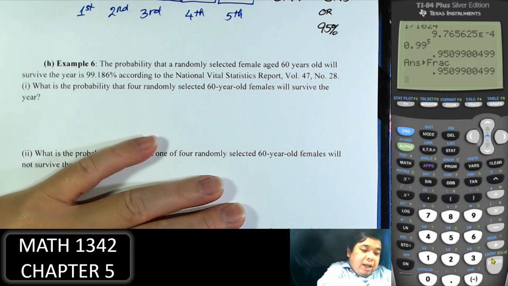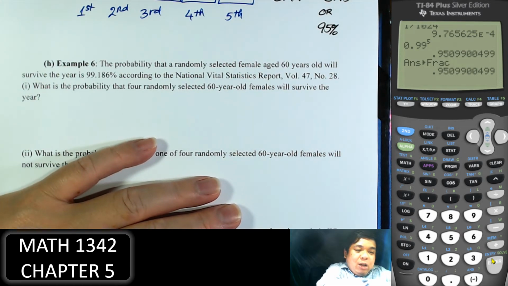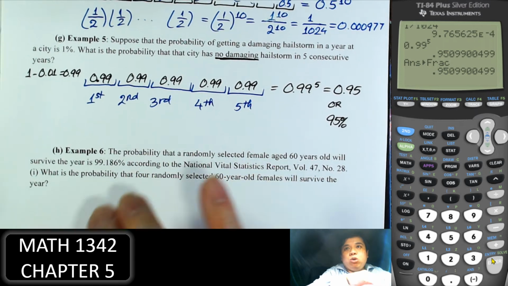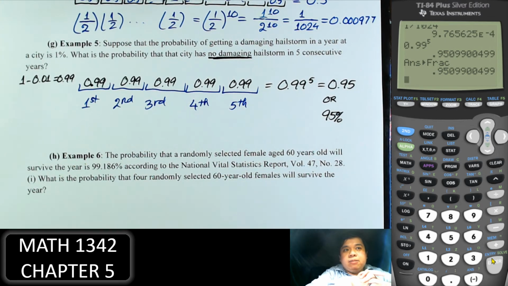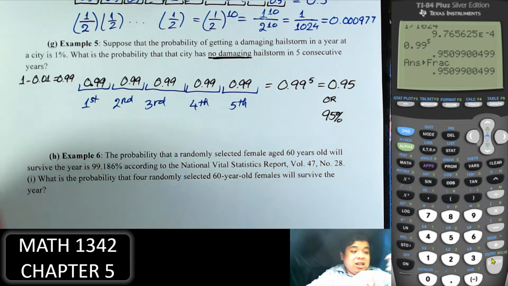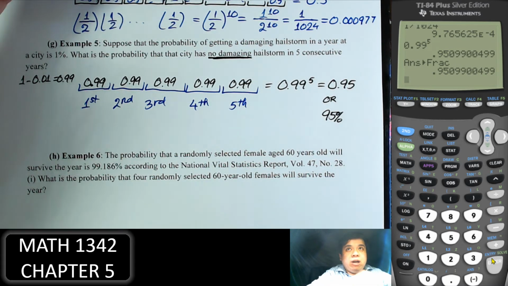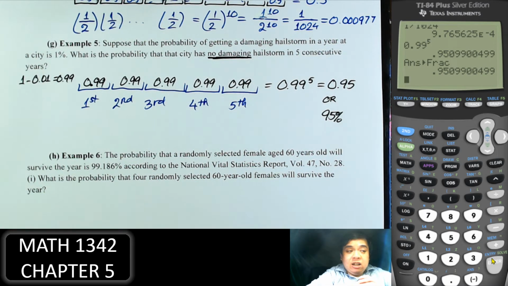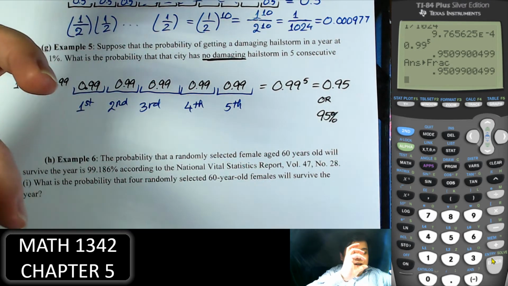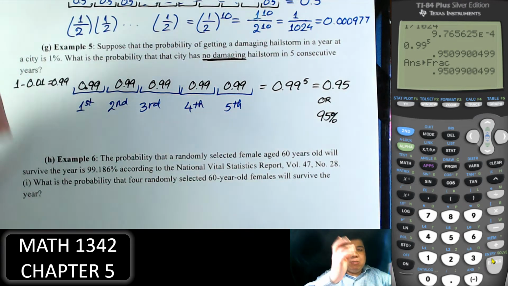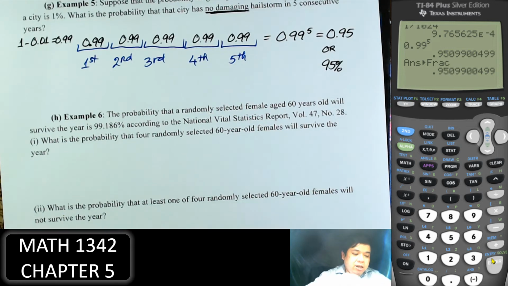Next, as you see, when we approach this, it is no longer considered classical probability, because the outcomes are not equally likely. In this case, 1% getting a hailstorm and 99% not getting a damaging hailstorm. They are completely different.